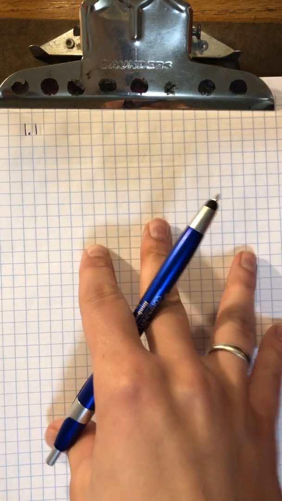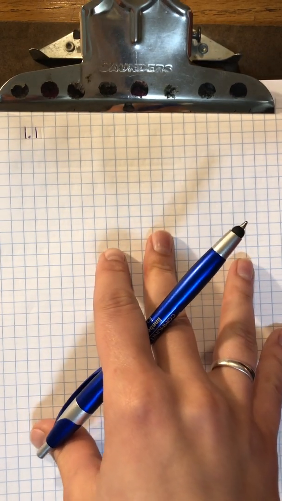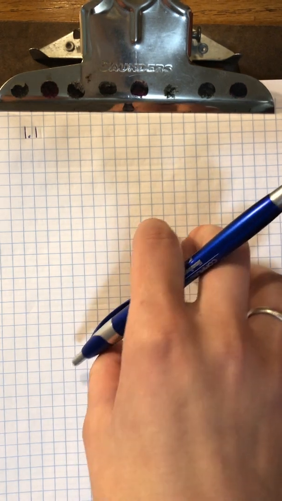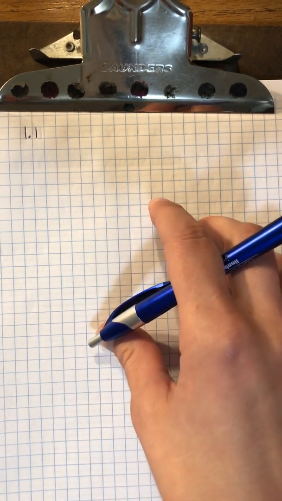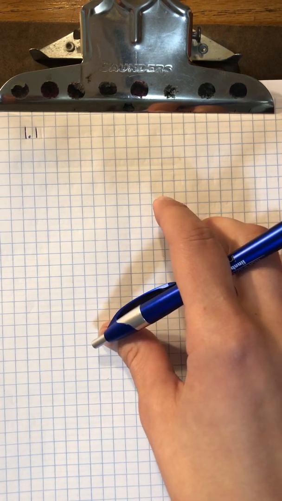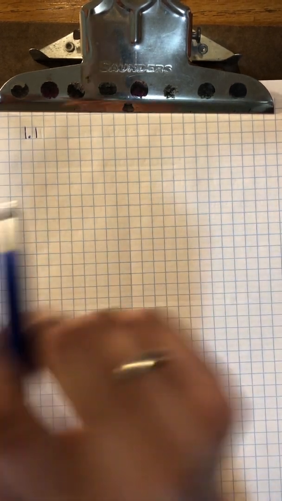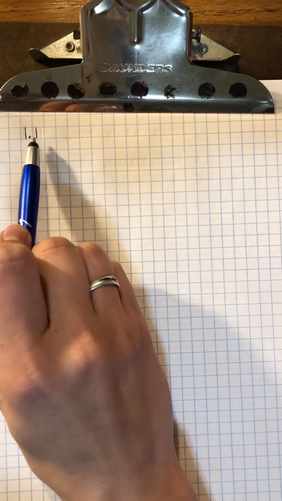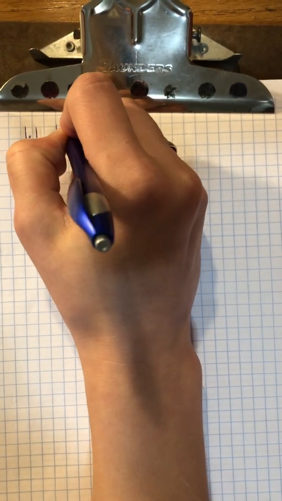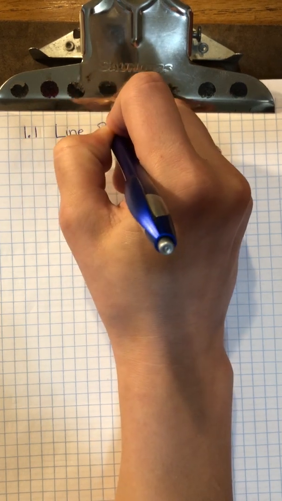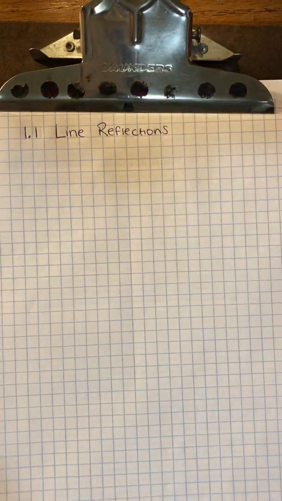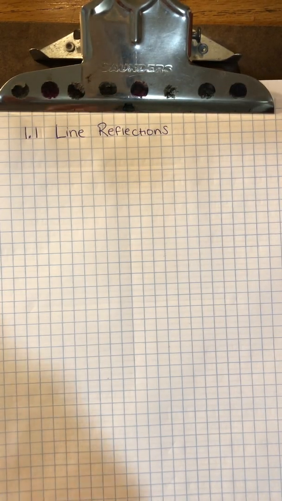Graph paper is the best way to do these notes because we've got to organize a coordinate plane and flip some shapes on that plane. So if you don't have graph paper yet, you need to quickly get some from the student center and then return to your seat so that we can take these notes. So the lesson is 1.1, line reflections.